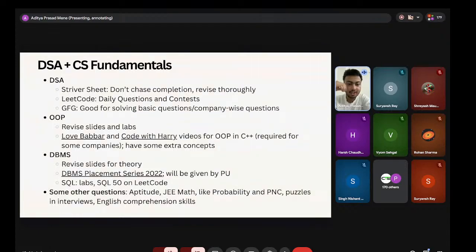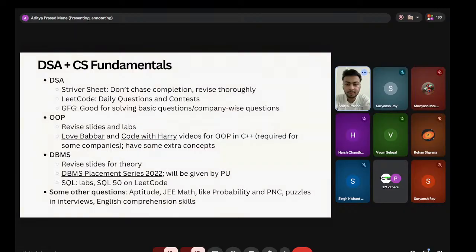GFG is of course one more platform. I found it good for solving basic questions related to any data structure. And later when I started getting shortlisted, I was shortlisted for D. E. Shaw and Visa. I found company-wise question banks on that website, and it was pretty helpful.